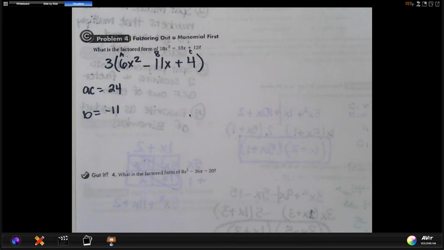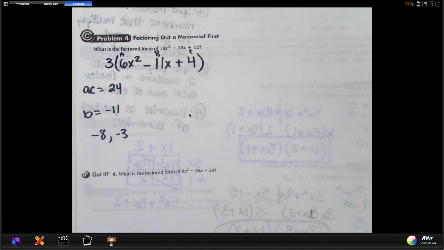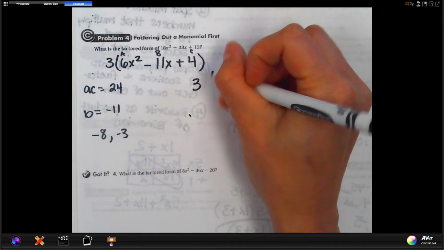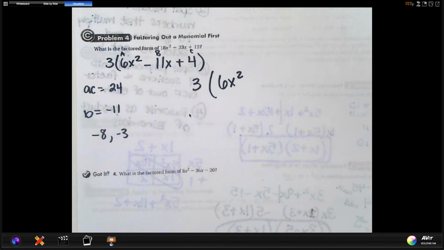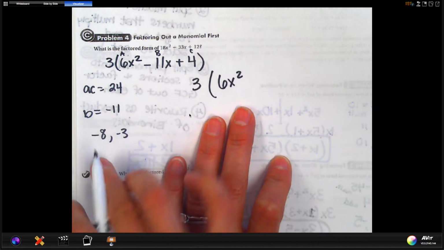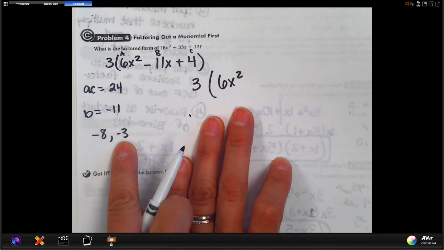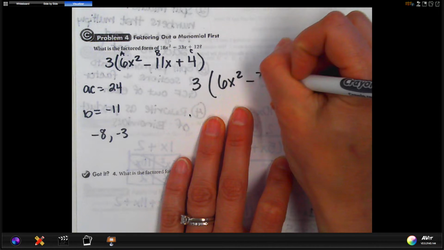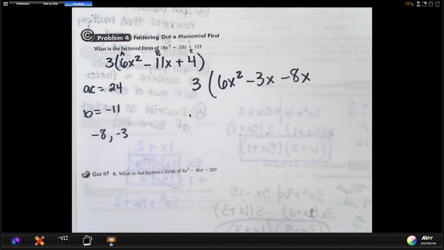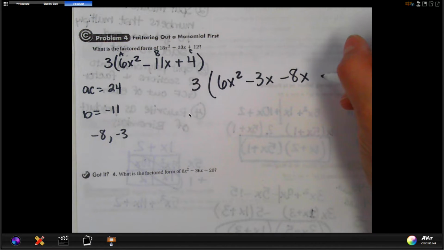Go, Emma. Okay, go, Elsie. Negative 8 and negative 3. Good job, Elsie. So now, we still have the 3 in there, but what we are going to do is rewrite it like this. 6x squared is going to stay. And then we're going to say, minus, and you can go in either order here, but I'm going to put the 3 first. Minus 3x. Minus 8x. Now, disclaimer, you could have done it the other direction. Plus 4.